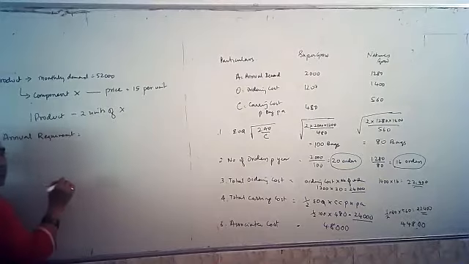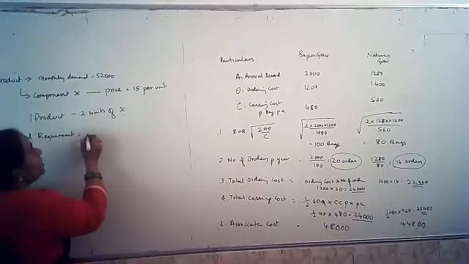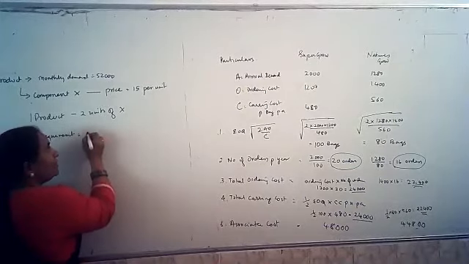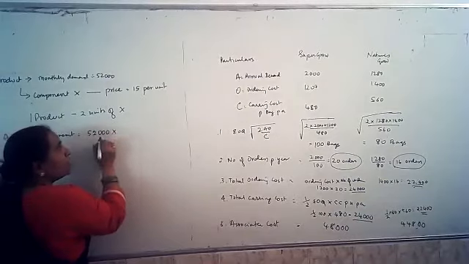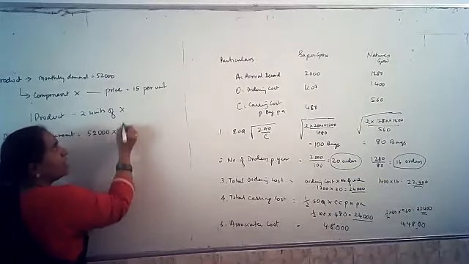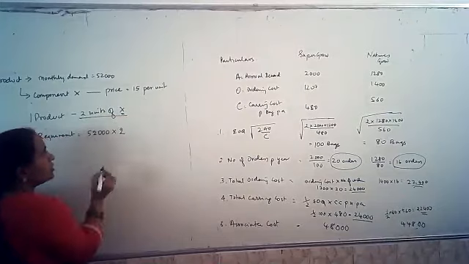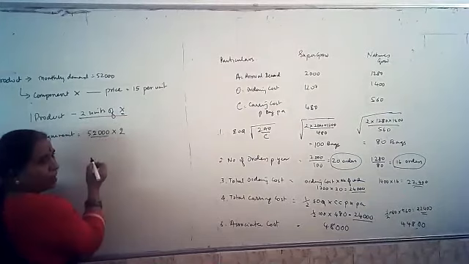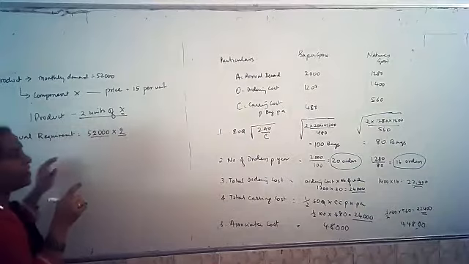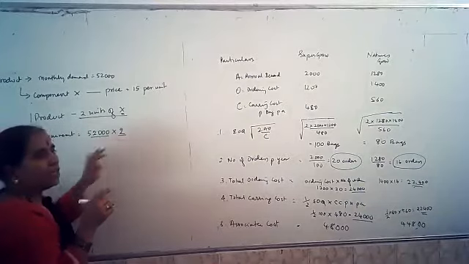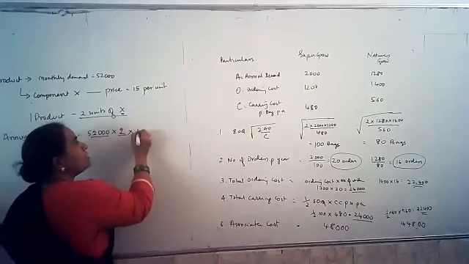How do you find out the annual requirement? First, monthly 52,000 is required. For each one manufactured, I need 2 units of X. So this is monthly demand multiplied by 2, because monthly how many are manufacturing? 52,000 into 2 into how many months are there? 12.